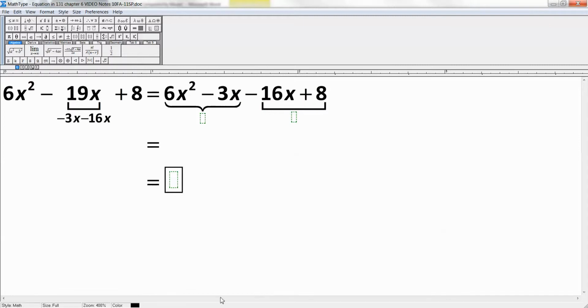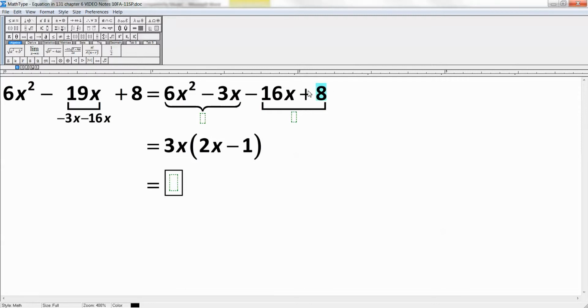16x. Okay, so factoring by grouping, if I look at the first two, they have 3x in common. So I can take a 3x out. That'll leave me 2x minus 1. Because 3 times 2 makes 6. 3 times negative 1 makes negative 3.